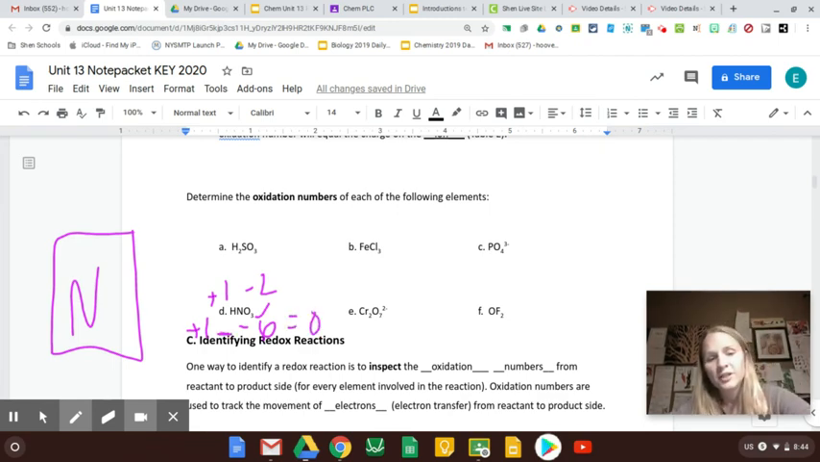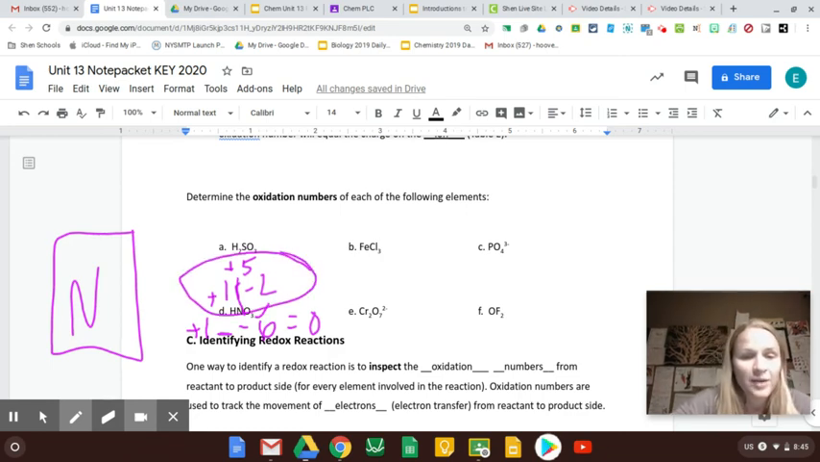So again, usually I want the pluses to equal the minuses. So if I have -6, I want this to add up to +6. So I'm like, oh, this must be +5, because 5 and 1 makes +6, and -6 equals 0. So I figured out that N must be +5. So H is +1, N is +5, O is -2.